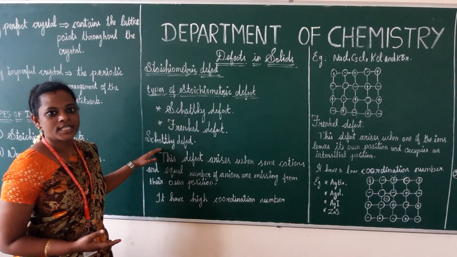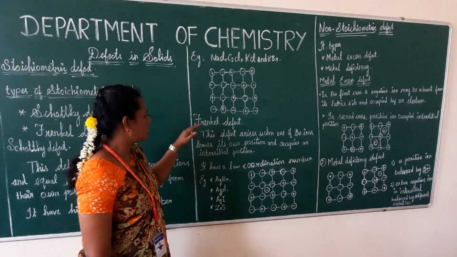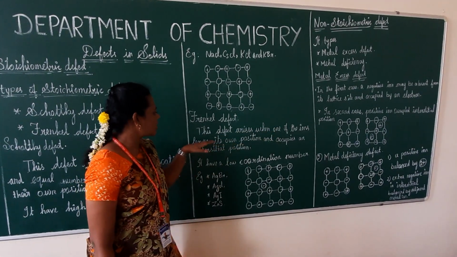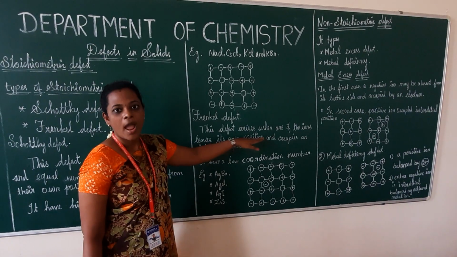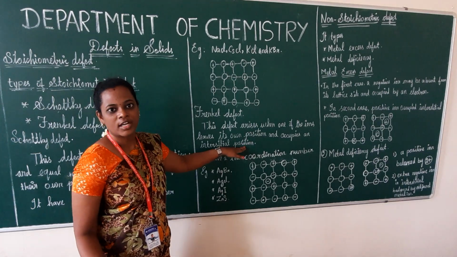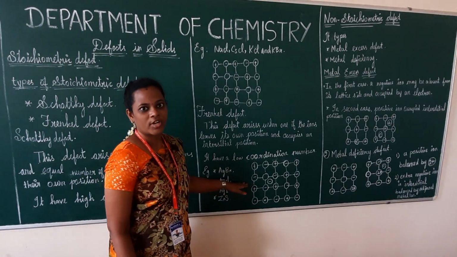Second one, let us see about the Frenkel defect. What is a Frenkel defect? This defect arises when one of the ions leaves its own position and occupies an interstitial position. Let us look at the diagram. So, this will be the diagram for a Frenkel defect.